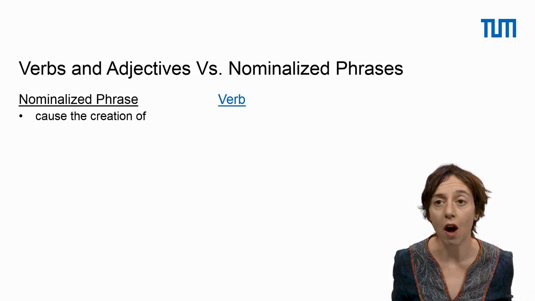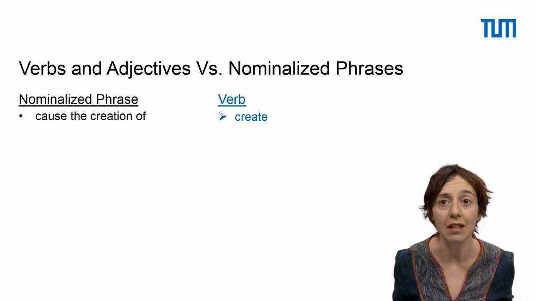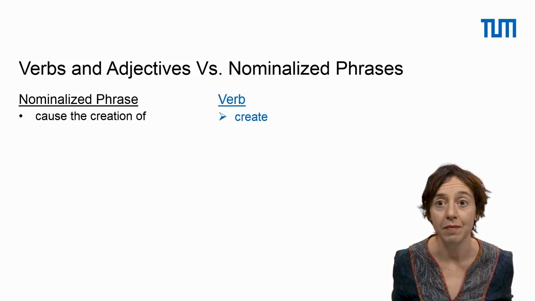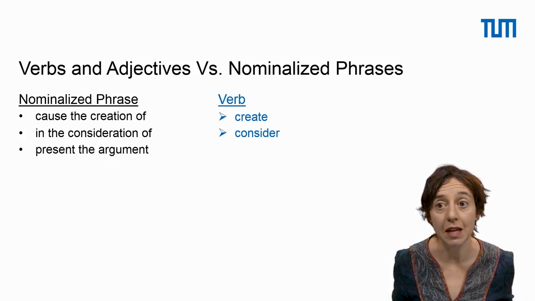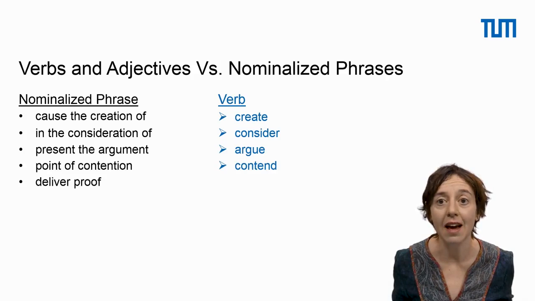For the phrase cause the creation of, the essential meaning lies in the verb to create. Using cause in the nominalized phrase doesn't really add any meaning, it just makes it a longer, more difficult to read phrase. Similarly, in the consideration of can be replaced with the verb consider. Present the argument with argue. Point of contention with contend, and deliver proof with the very simple prove.